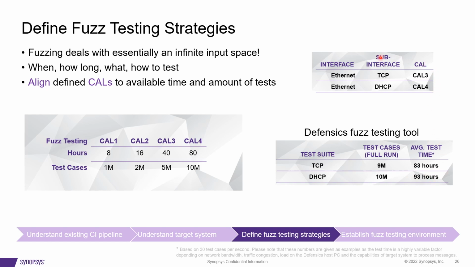So looking at the CAL at the top here, we see that for DHCP CAL 4, we pretty much do a full test run here, 10 million test cases. Here's 80 hours and 10 million test cases. And for the TCP, we have CAL 3, which means we should do 40 hours or 5 million test cases, which is about half of what the full test run is. So that helps us define the strategies and how much testing should be done for the different interfaces.